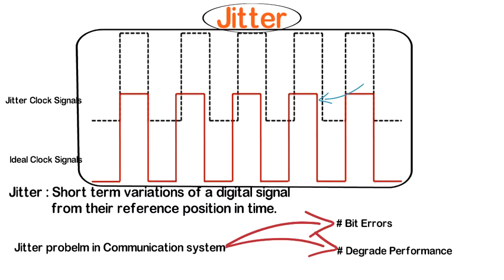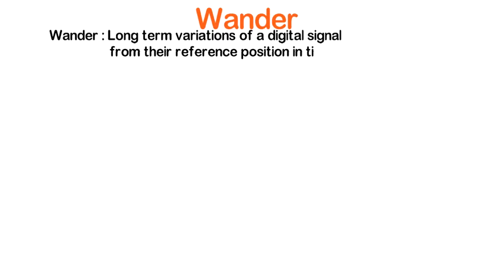Secondly, we also have a transmission parameter which is known as wander. Let's discuss next variation, that is wander. The term wander is defined as long-term variations of a digital signal from their reference position in time. This means in wander, decision points move away from optimized position, and that too for long duration than jitter.